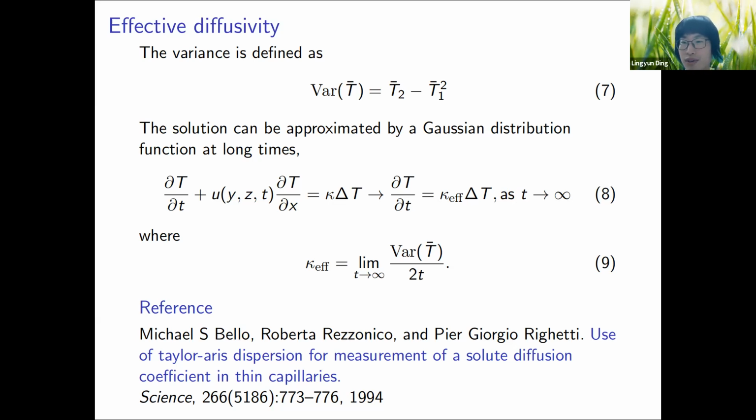So let me give you some background. First, let me ask this question: how can we measure the molecular diffusivity? Our intuitive method is to use the relation between the mean square displacement and the diffusivity, right? The variance equals 2 times the molecular diffusivity times t. So we can use this relation to measure the diffusivity.